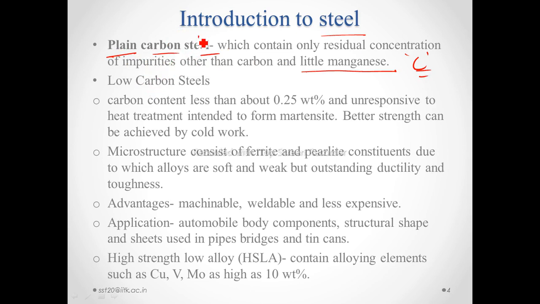So it is steel because of the lesser quantity of carbon, below 1%. We have divided steels into three parts: low carbon steel, medium carbon steel and high carbon steel. We will start with low carbon steel. Low carbon steel contains less than 0.25% of carbon.